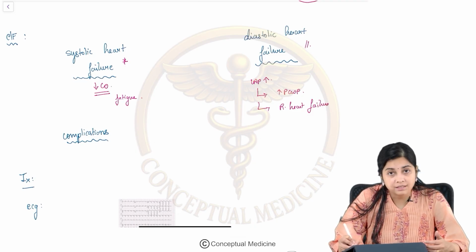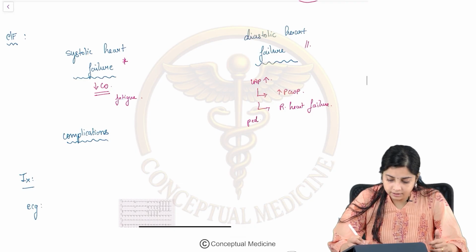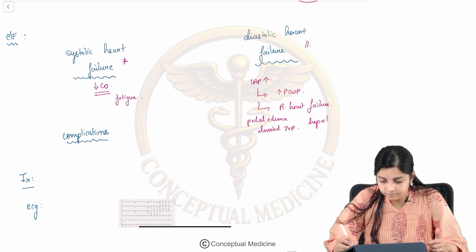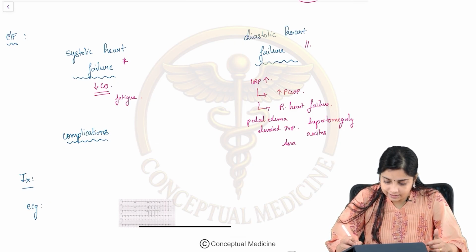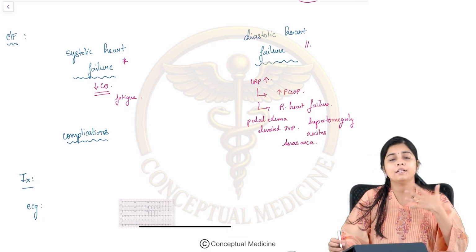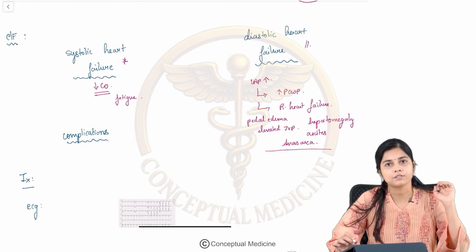Now, what happens in right heart failure? Because of the back pressures, there can be pedal edema, there can be elevated JVP, there can be hepatomegaly, and there can be ascites. Finally, they can have anasarca as well. Okay, because of the backward failure and right ventricular failure, they can have all of these manifestations.